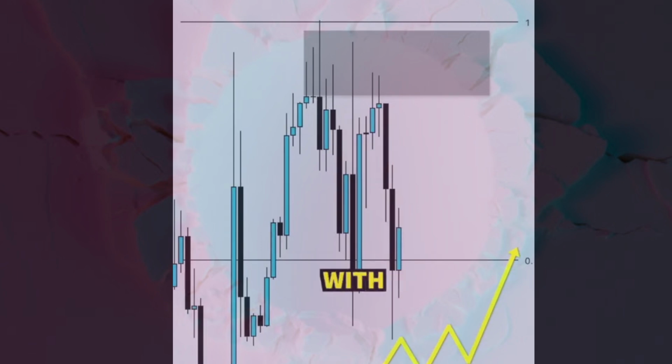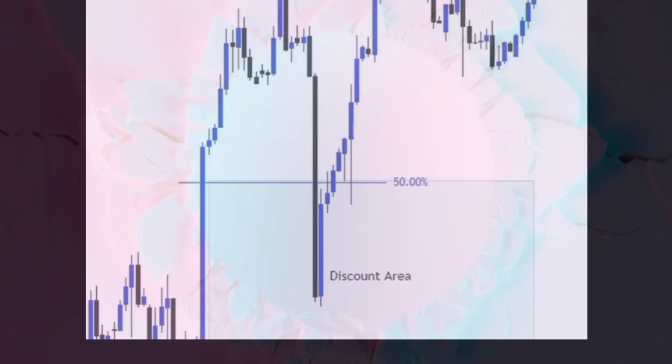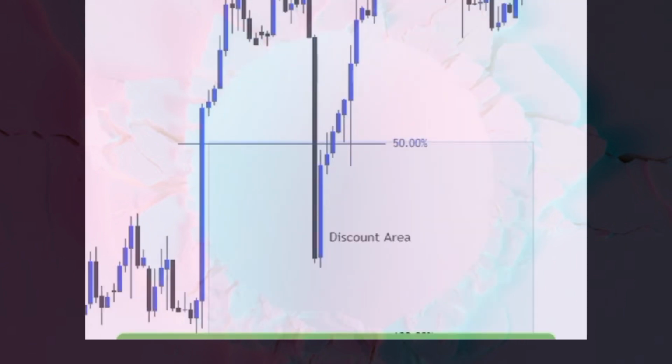In which markets do premium and discount zones work? Premium and discount zones work in every market where price is delivered on a price chart, be it crypto, Forex, or stocks. I hope you have understood the premium and discount zones because they are very crucial.